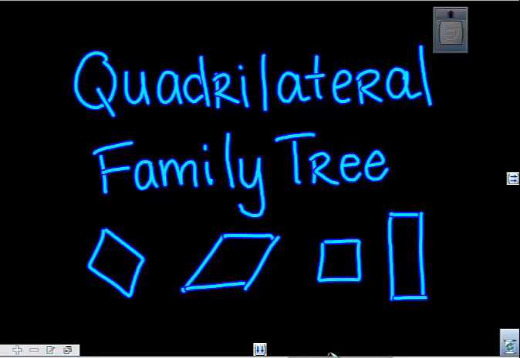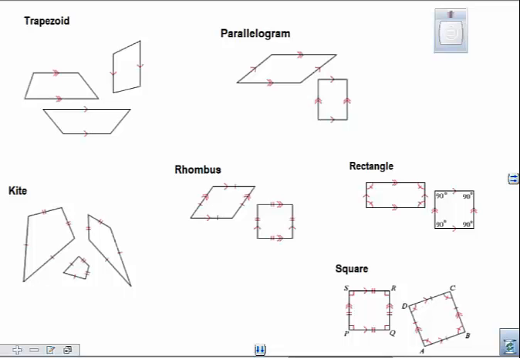Alright, we're talking about the quadrilateral family tree. We're just going to be discussing the different types of quadrilaterals. So the first thing you may want to write down are these different names.